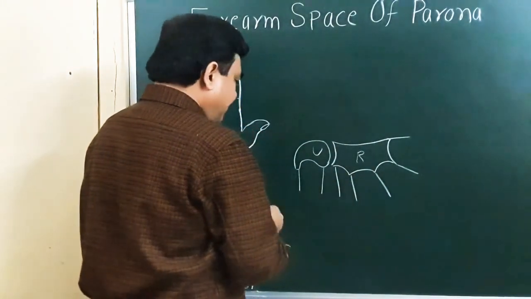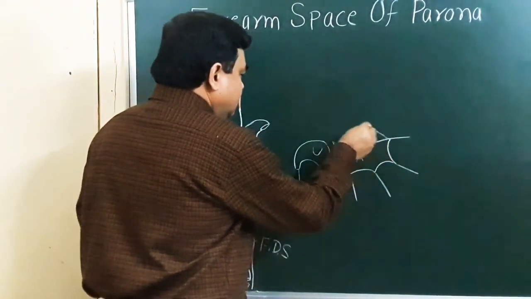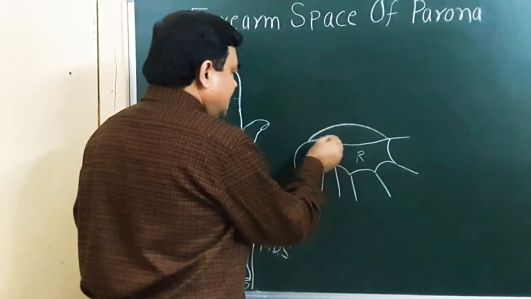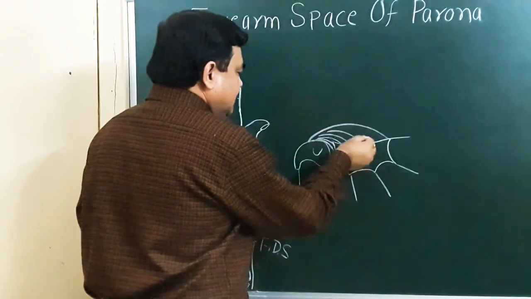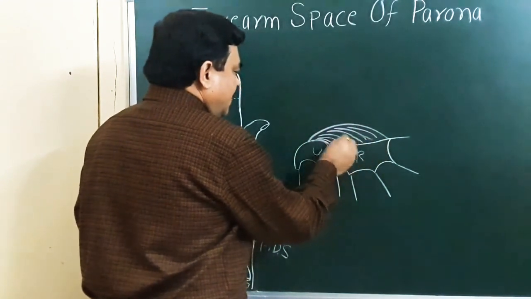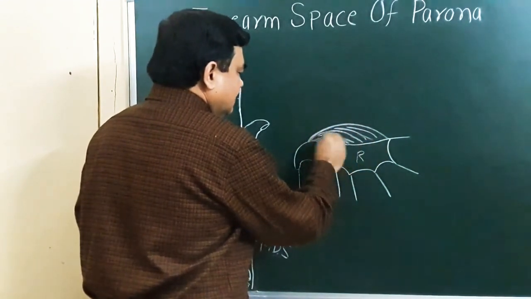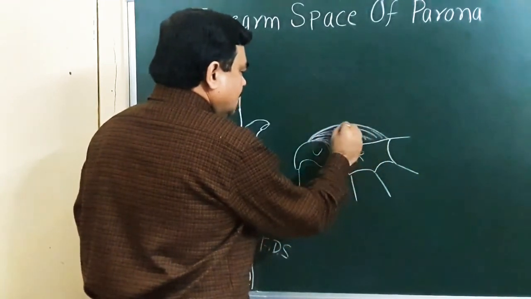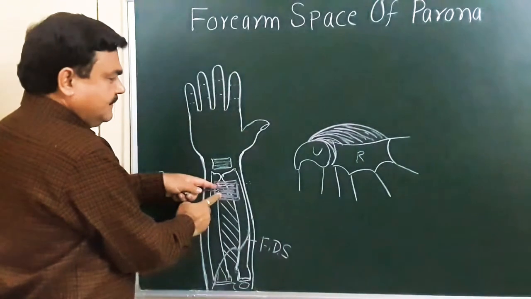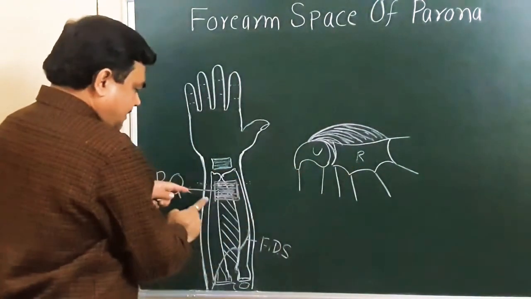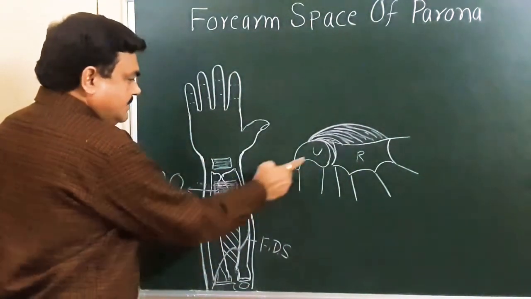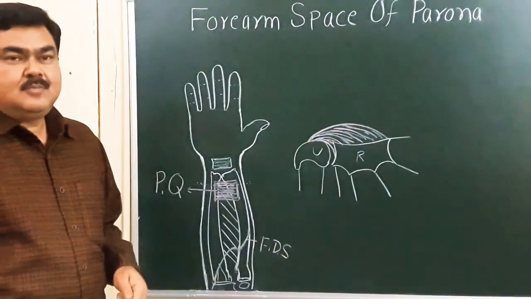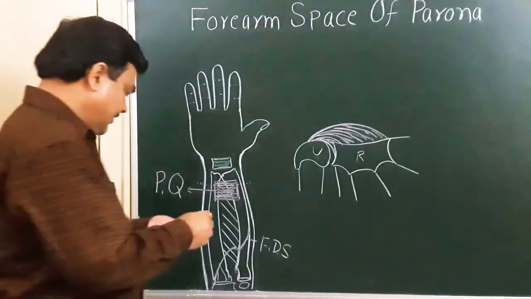Here is the position of this muscle. This muscle is the pronator quadratus muscle. This is the radius. This is the ulna. This muscle is pronator quadratus.